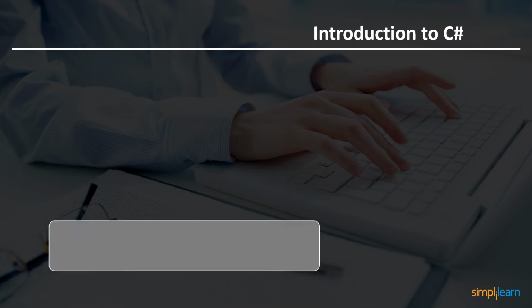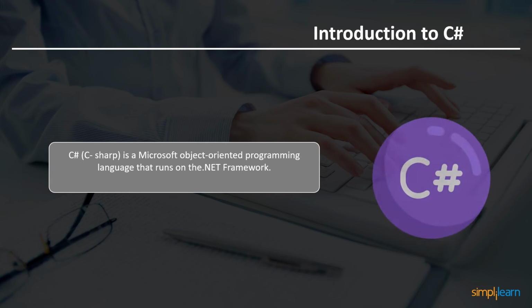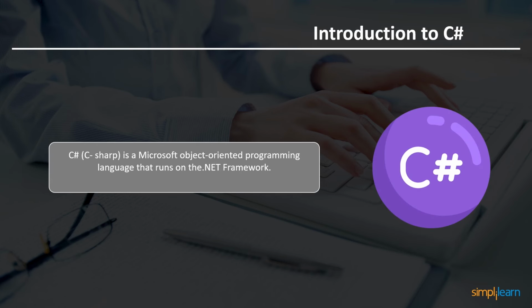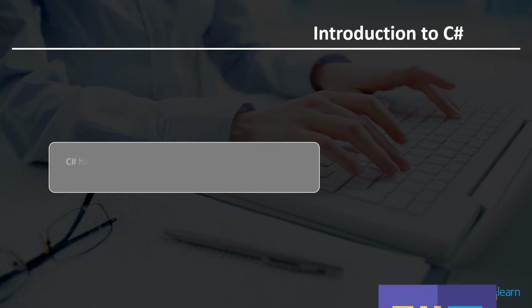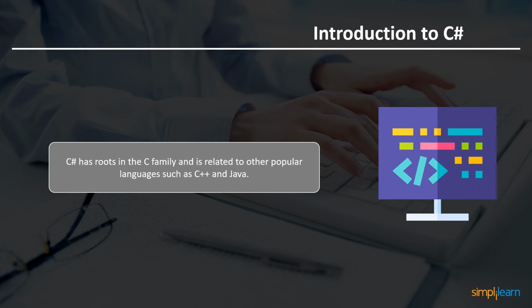After learning how the C# programming language was created, we will look at the introduction of C# programming language, where it is used and why we should use it. So, C# is a Microsoft provided object-oriented language that runs on the .NET framework. C# has its roots in the C family and is related to other popular programming languages like Java and C++.